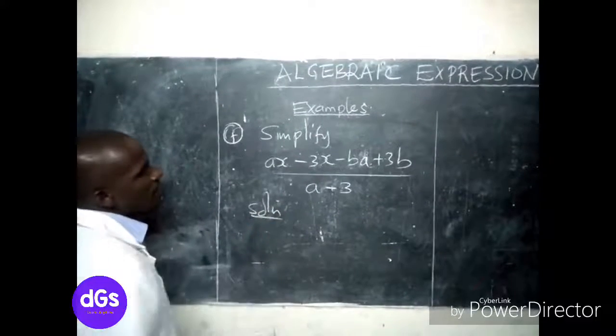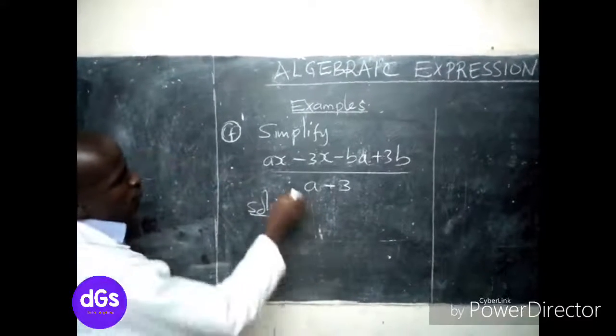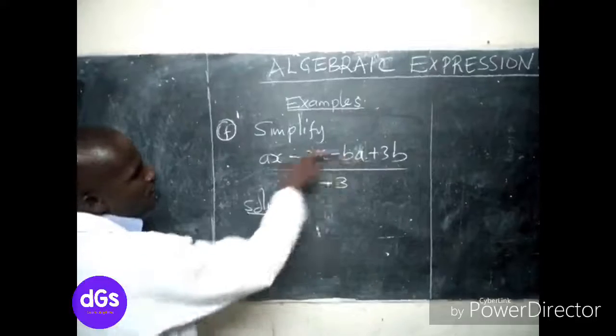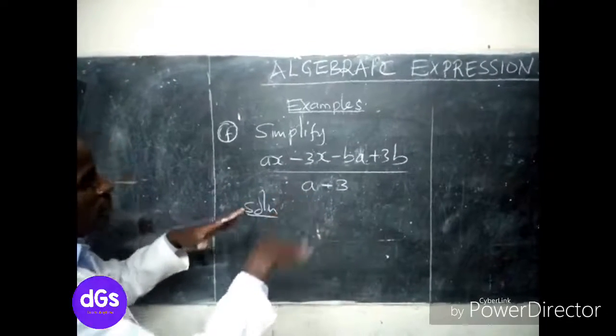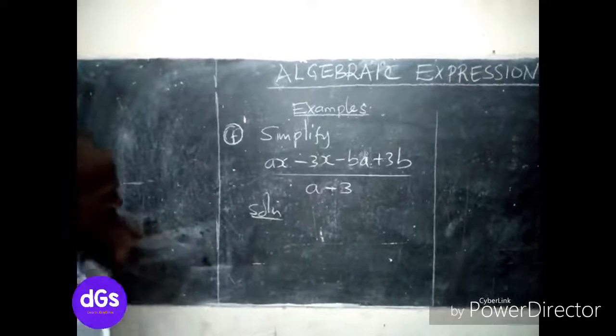Now in simplifying this one, we shall factorize the numerator, and also factorize the denominator if possible, and then compare the two. Whatever cancels out, then you are left with the answer.